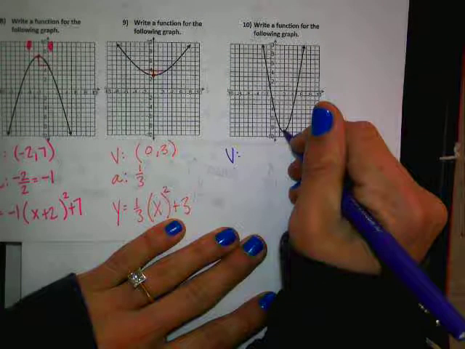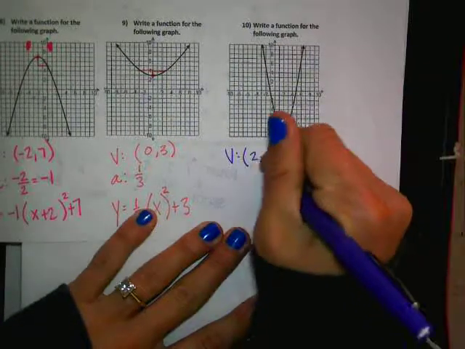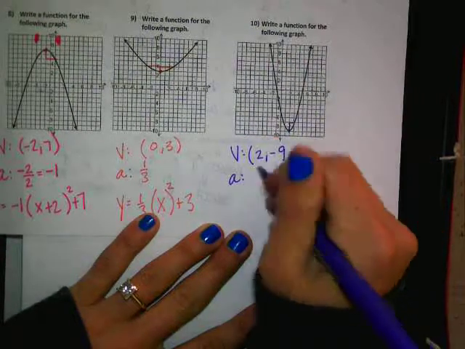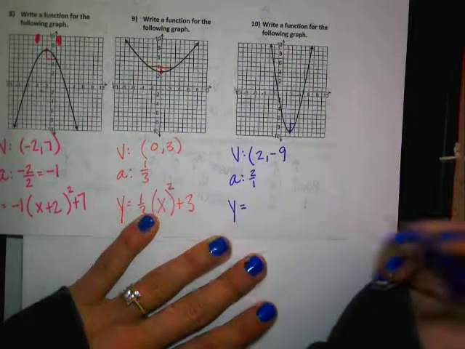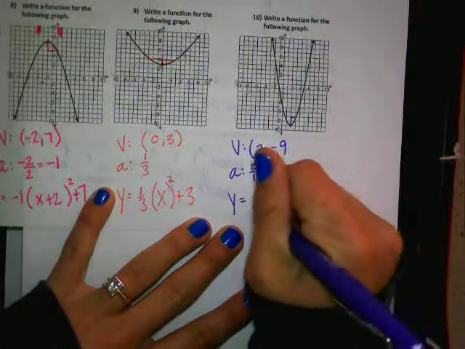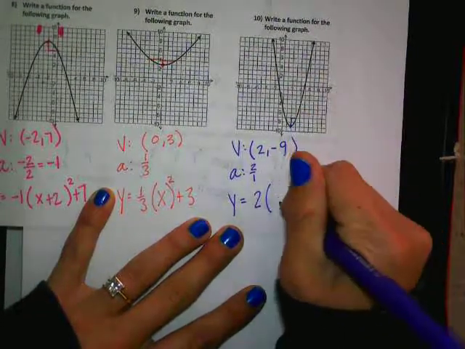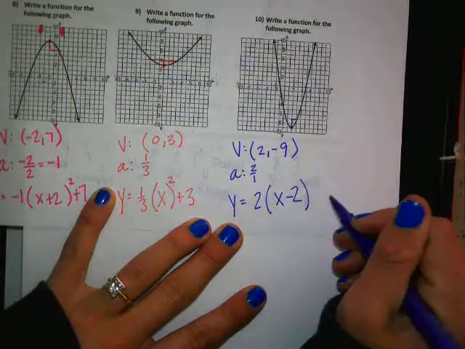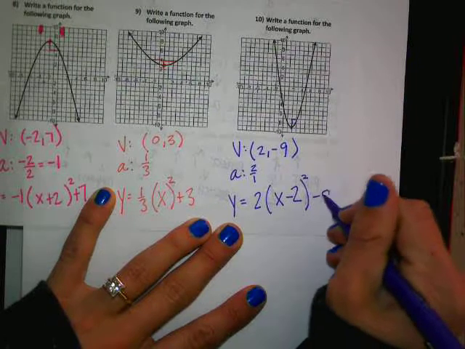Vertex. Where's it at? 2, -9. A value. 2/1. So y equals 2, parentheses, x minus 2, squared, minus 9. Very good.